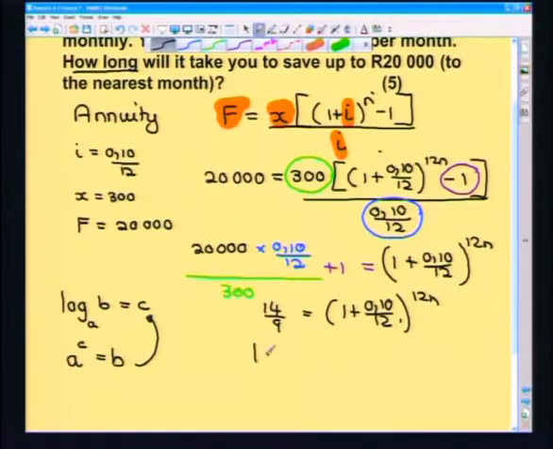So we're going to say log. What would the base be? The base would actually be this thing. So it'll be log to the base (1 plus 0.10 over 12) of 14/9, because that would be the actual number value, equals 12n. And now it's a matter of just sticking that in the calculator.